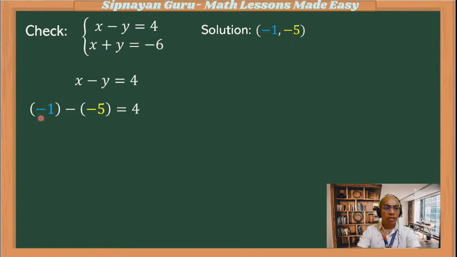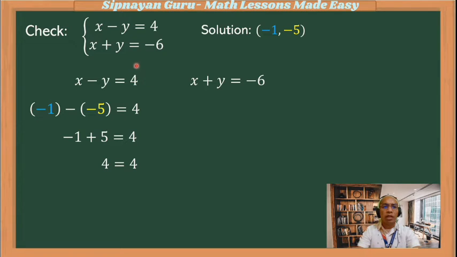If our x is -1, substitute, then minus the y, which is -5, is equal to 4. Simplify: this is -1. So negative times negative becomes +5, is equal to 4. Then -1 plus 5 is equal to +4, and this is equal to +4. So notice that this solution satisfies the first equation.